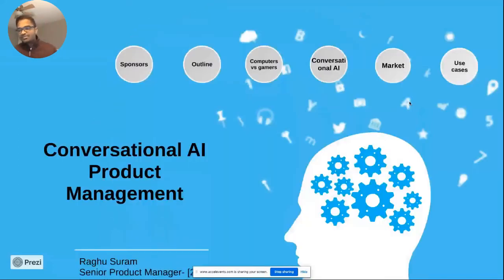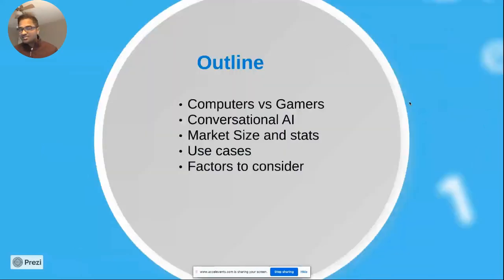This is the outline of the presentation. But before that, I would like to introduce myself. My name is Raghu Suram, as I mentioned before. I currently work as a senior product manager at 24/7 AI. And I have a bachelor's in mechanical engineering from Indian Institute of Technology, Guwahati. It's one of the prominent technology institutes in India and across the world.